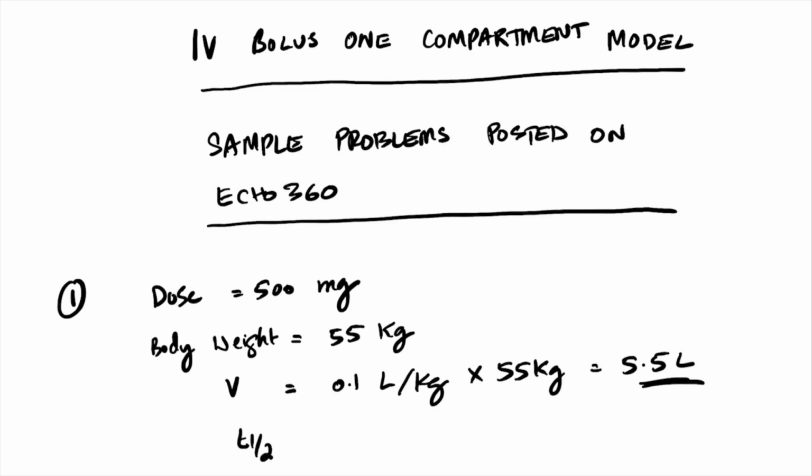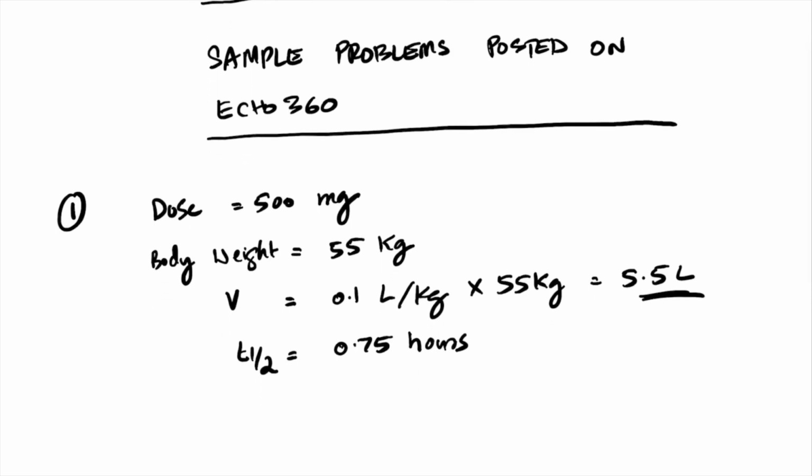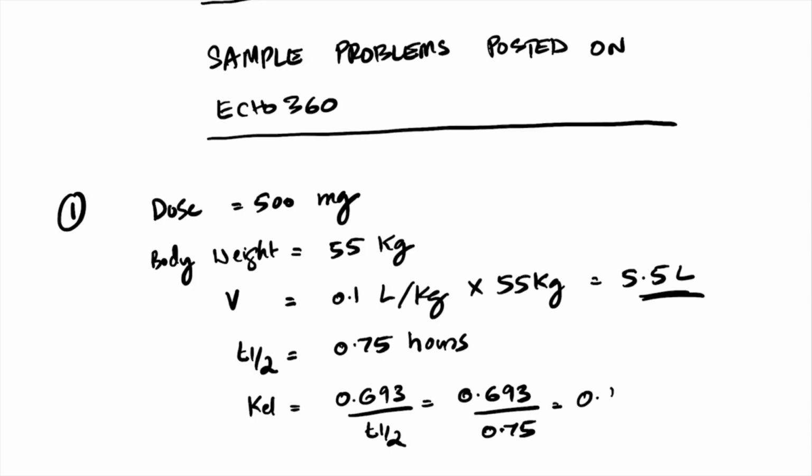The t-half is given as 0.75 hours. So from this you can actually calculate the KEL. Because it's a one compartment open model, the KEL is going to be 0.693 divided by t-half, which is equal to 0.693 divided by 0.75, which is 0.924. The unit is per hour.